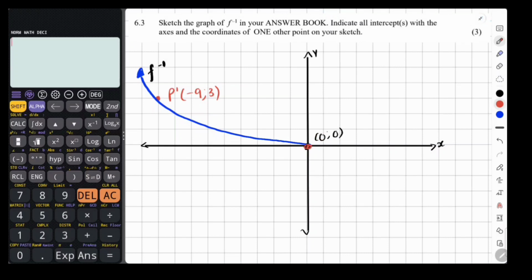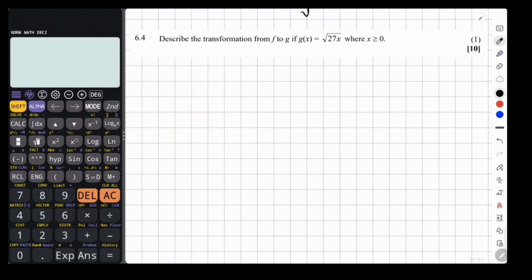Okay, then moving on to 6.4, the last question in question 6. So 6.4 says, describe the transformation from f to g if g of x is equal to the square root of 27x, where x is greater or equal to 0. So g of x looks like this, square root of 27x. But f of x was negative square root 27x. So if you look at these two, you see that this one had a negative and that one had a positive. So clearly this was multiplied by -1 in order to get that one.